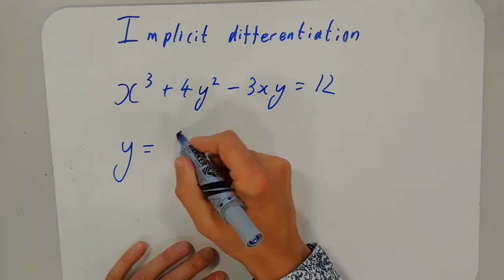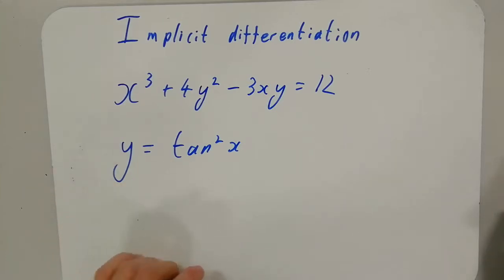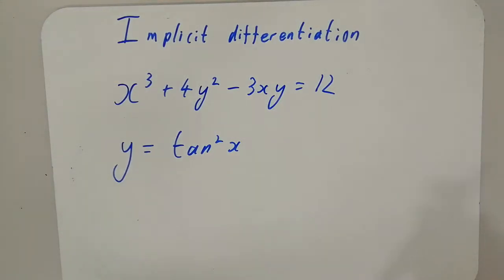y equals tan squared x. Your y is on this side of the equation, so you can just differentiate this nice and easily. What if we can't separate the y's?